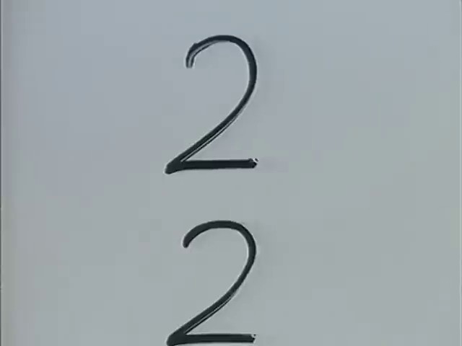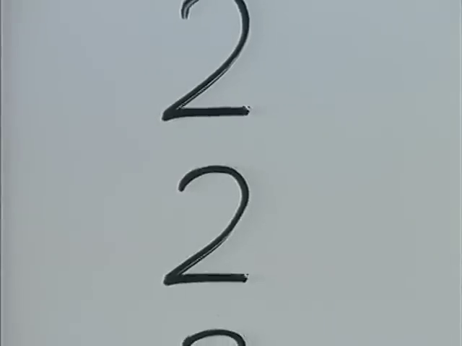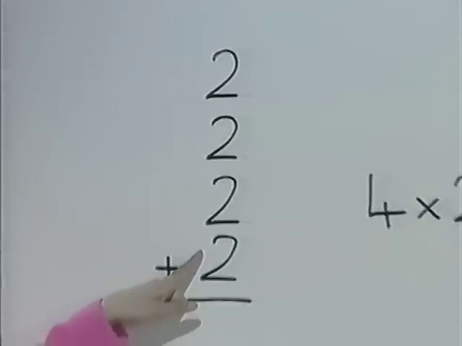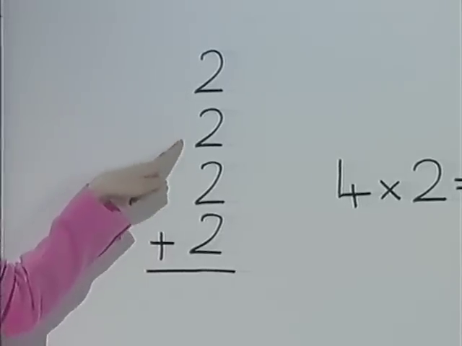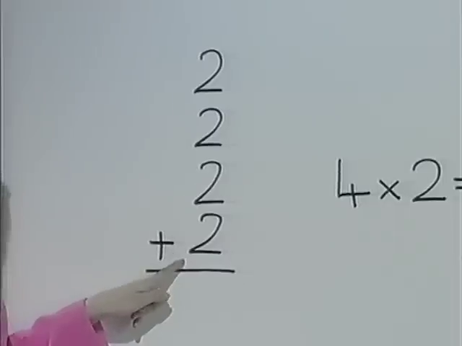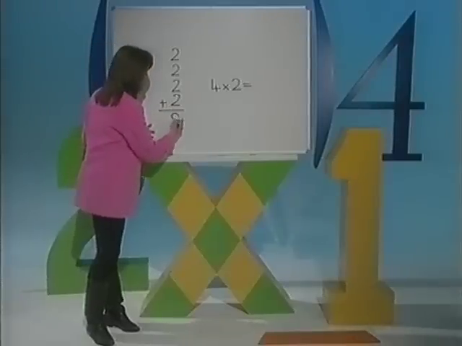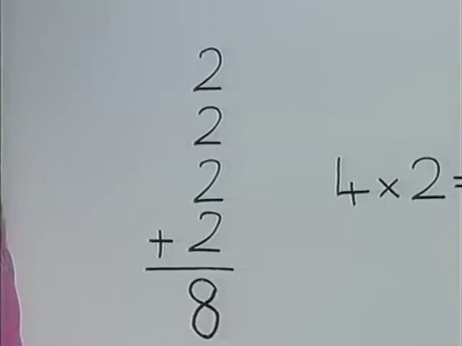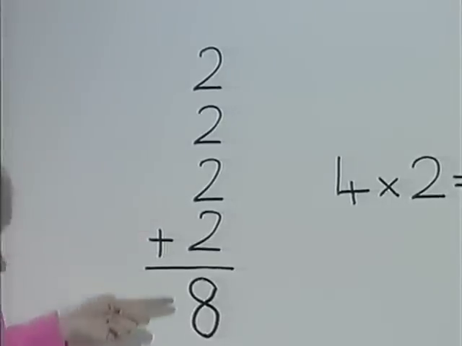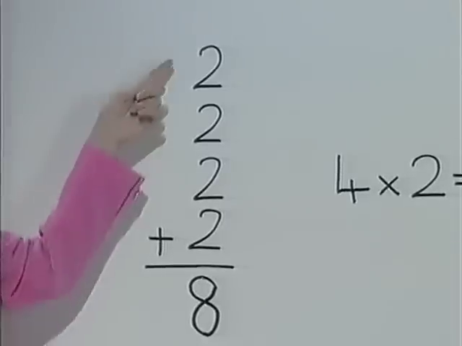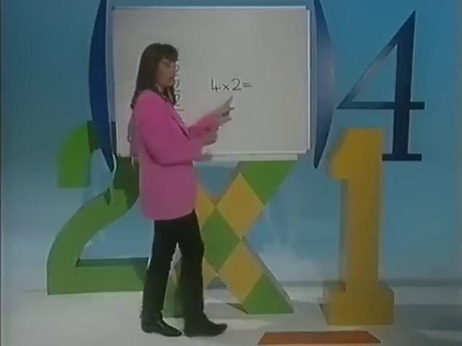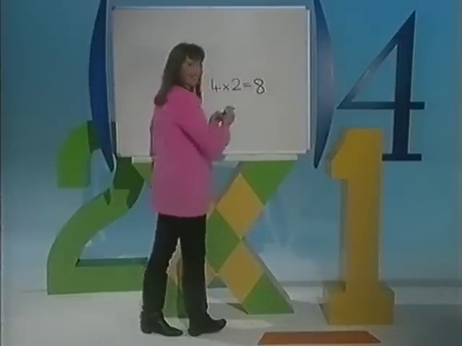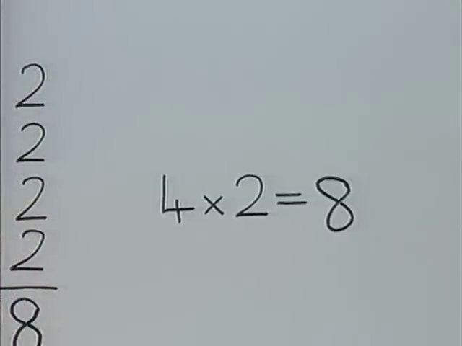Try this. 2 and 2 and 2 and 2. What's the answer to that? Well, that's 2, 4, 6, 8. The answer is 8. Now, how many 2s have you added together to give 8? You've added 4 2s together. So 4 times 2 equals 8. And you can watch out for that in your tables.